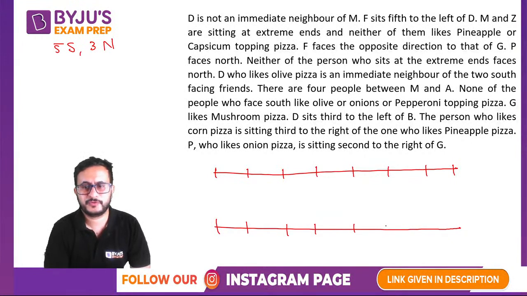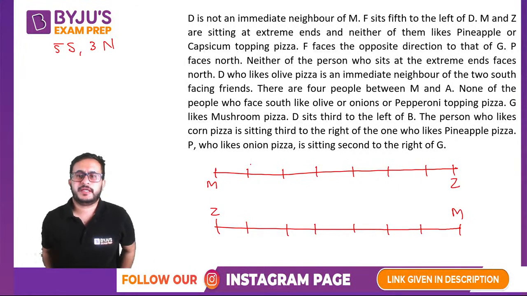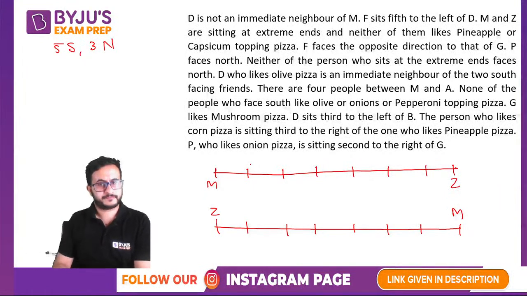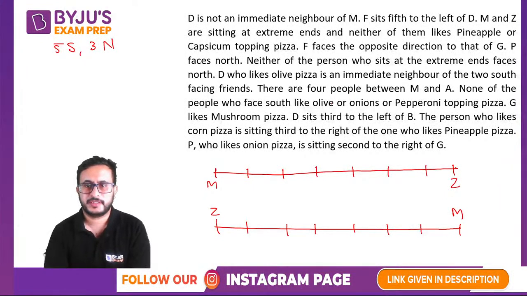So always look for positions which are already fixed, right? So M and Z we can put. Similarly, let's put Z and M like this. Okay, and now we are not given the direction of any of them.